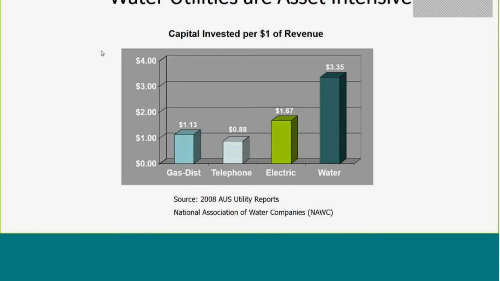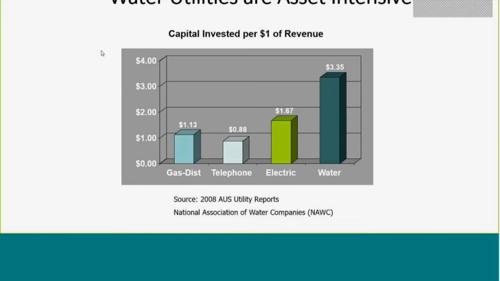This is a graph that is several years old, but it still remains true today, and which I wanted to present to you. The reason that employing advanced asset management practices is so important to water utilities is that they are so asset intensive. And what this graph represents is the relative amount of capital that must be invested by a water utility to generate a dollar of revenue to pay for the product and those services that it provides. And as the graph illustrates, water is the most asset intensive of the general utilities that are provided on a universal basis in our urban centers and throughout the United States.